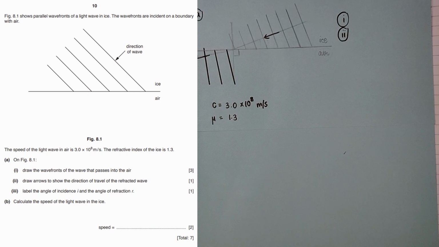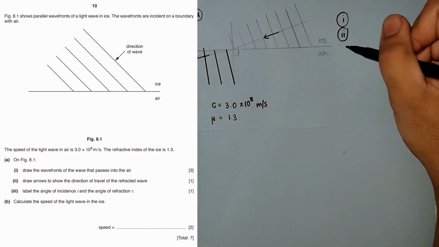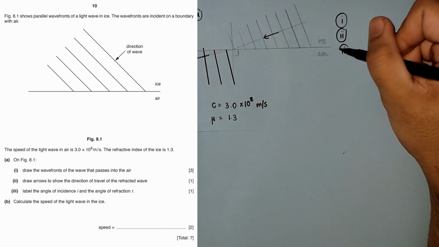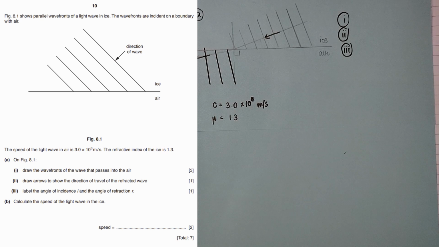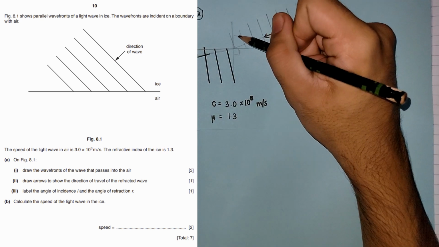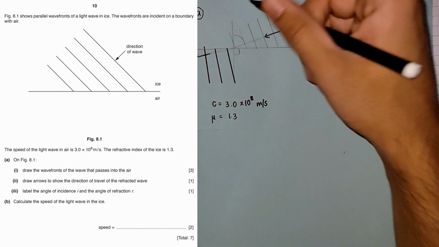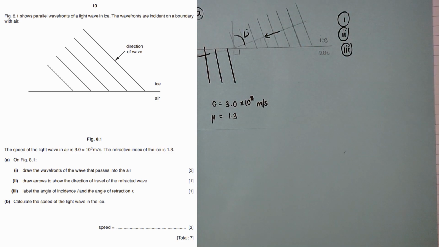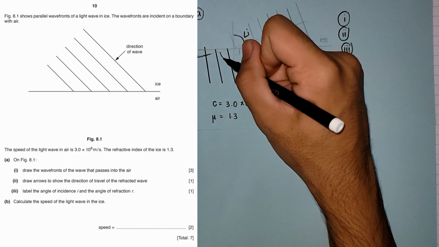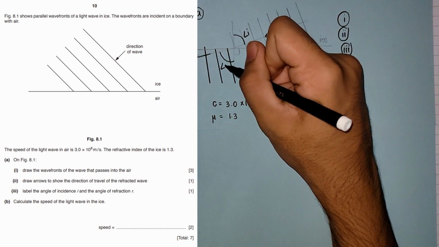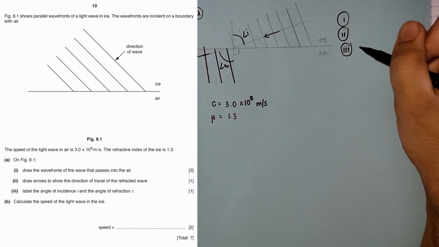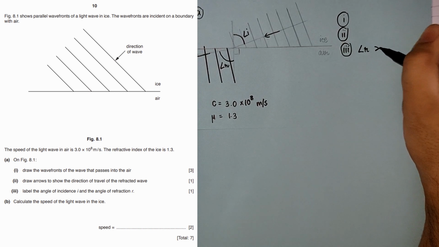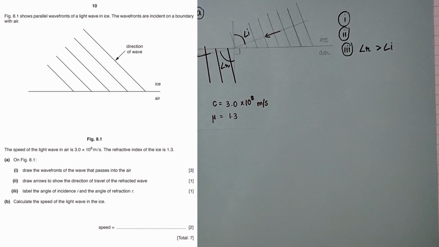Moving on to part 3 of the question, we have been asked to label the angle of incidence I and the angle of refraction. The angle of incidence will be the angle between the incident ray and the normal. So this one over here is the angle of incidence. We'll write it angle I. And this one over here is the angle of refraction. One more thing to note is that angle of refraction will be greater than angle of incidence.